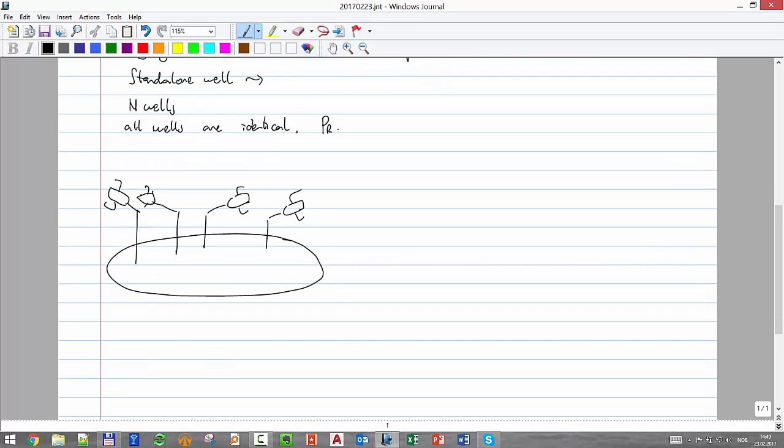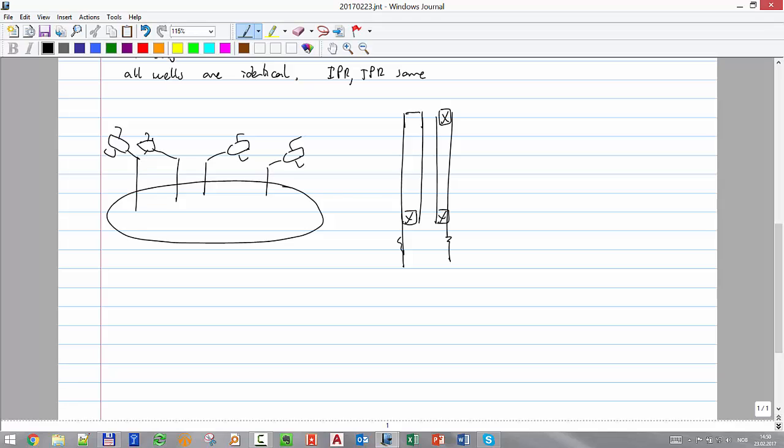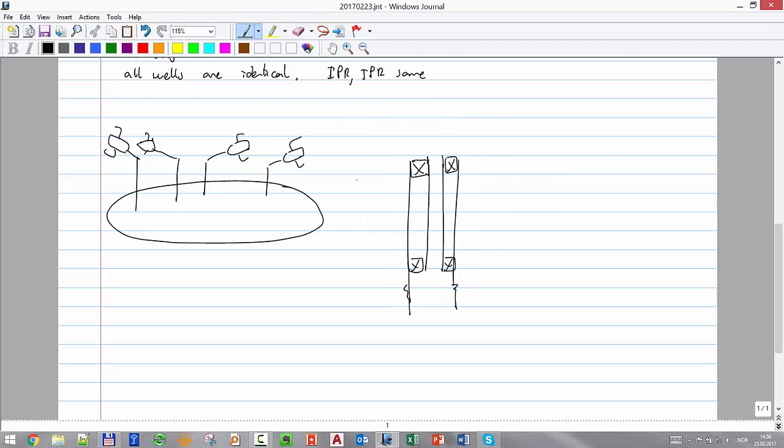So every well has its own IPR and TPR that are the same. So now I'm going to ask you, we saw the wells configuration, it's more or less like that. And here is very close to the separator.